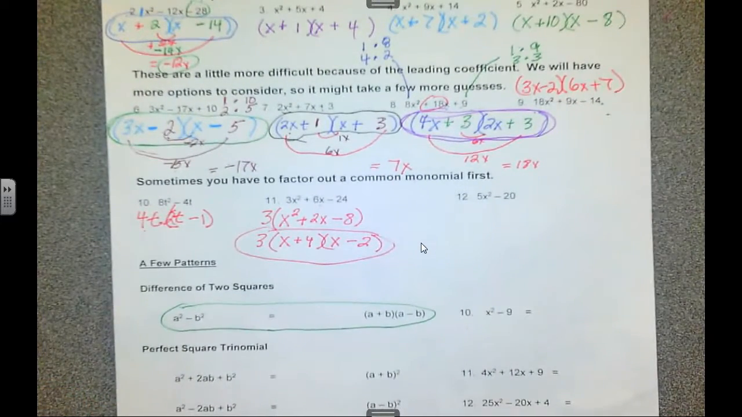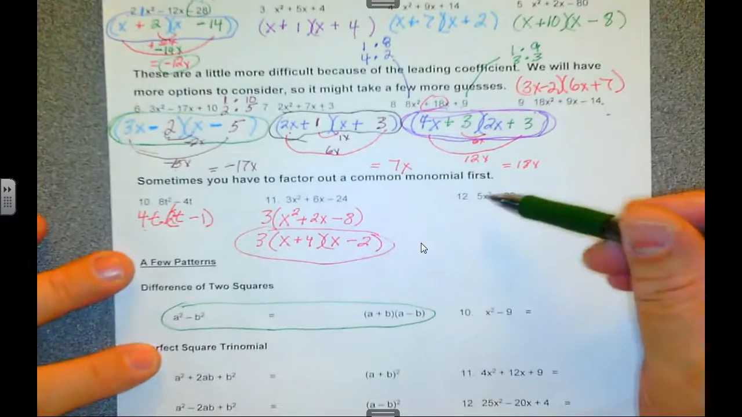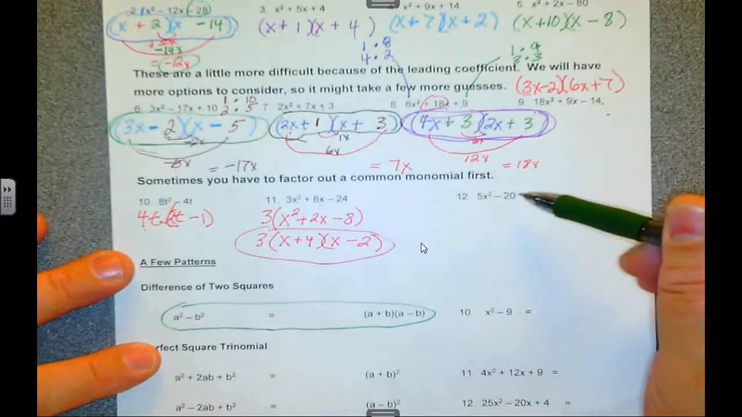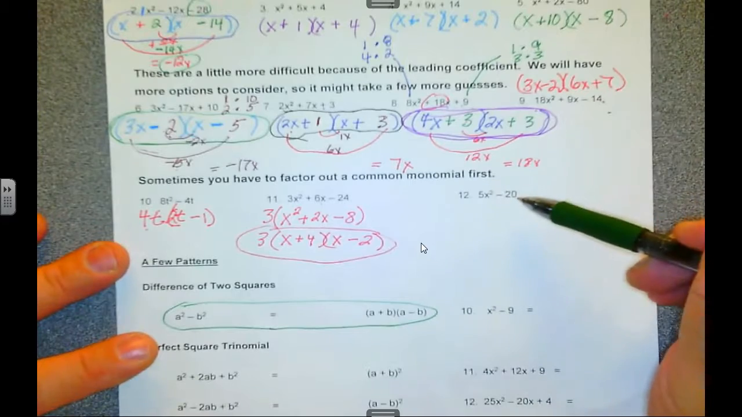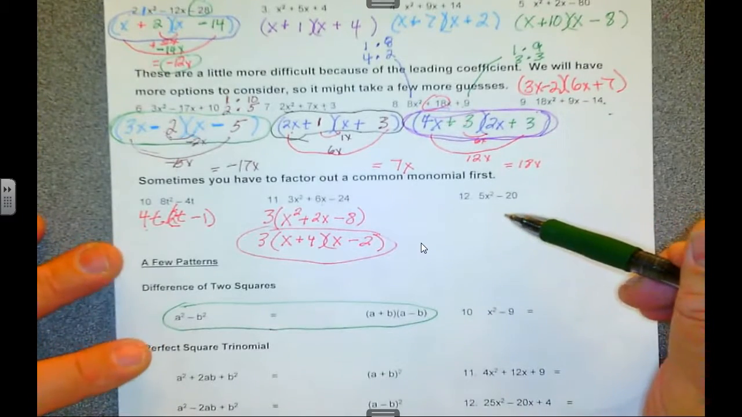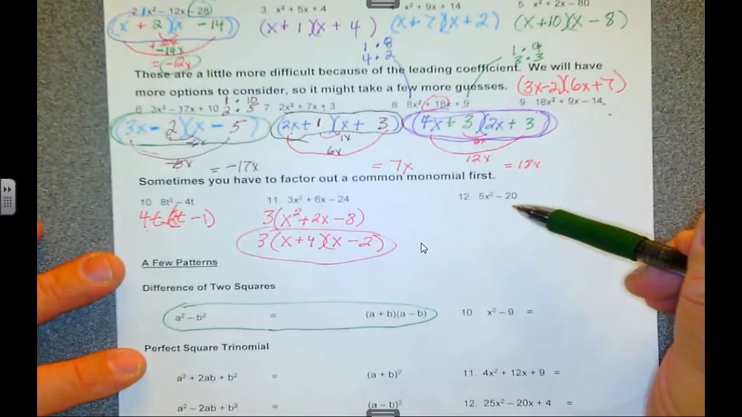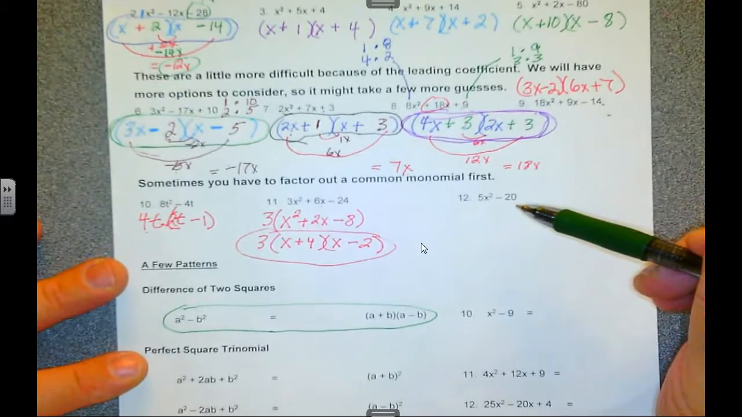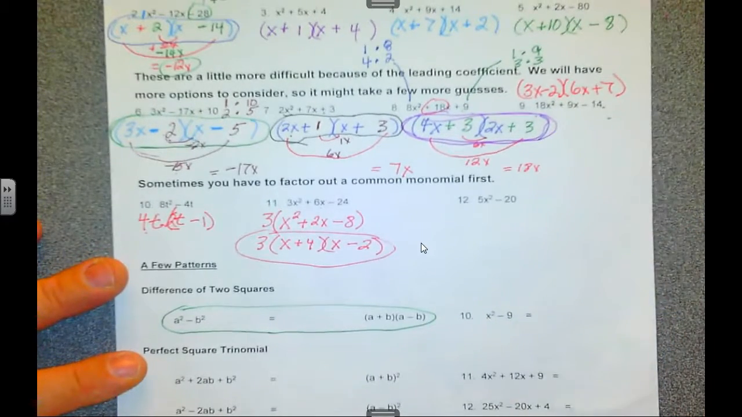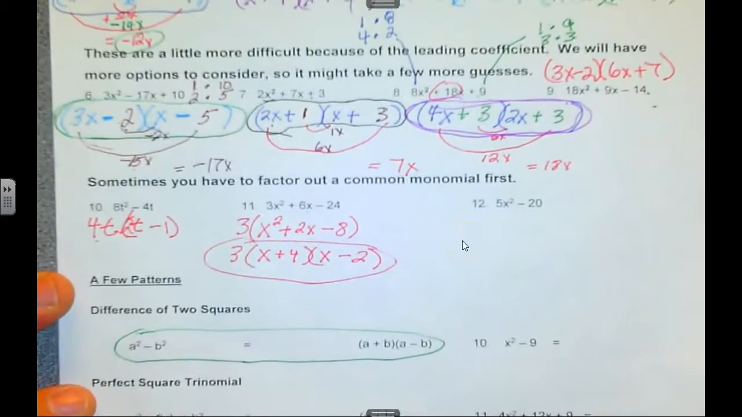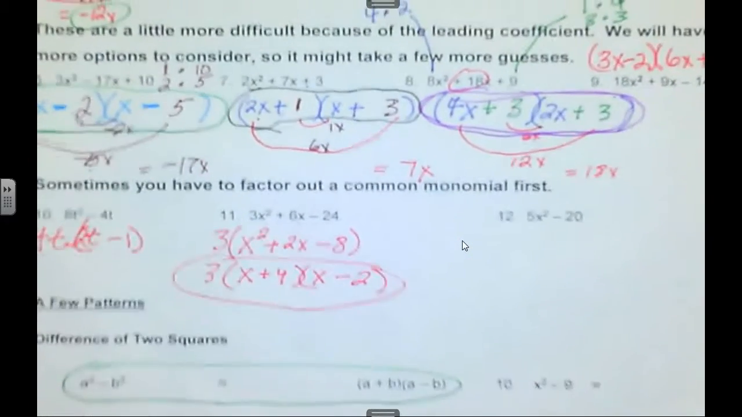The second thing, even with a trinomial, look for a common factor first, always. Say it again. Even with a binomial, if it's not a difference of perfect squares, look for a common factor first. Like in number 12, what's my common factor? 5.